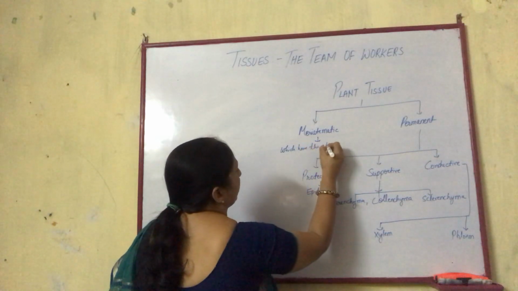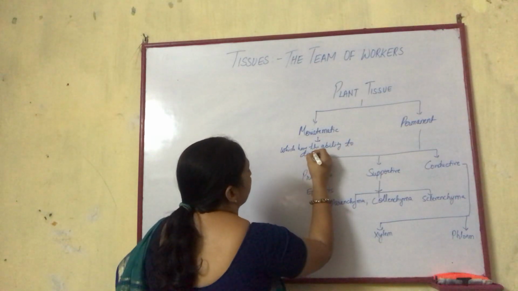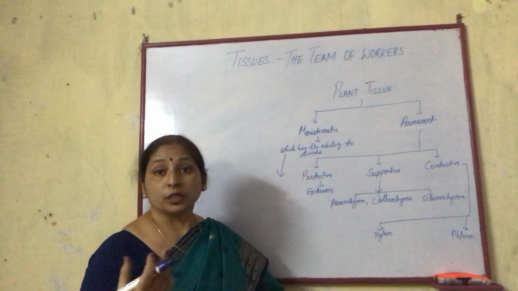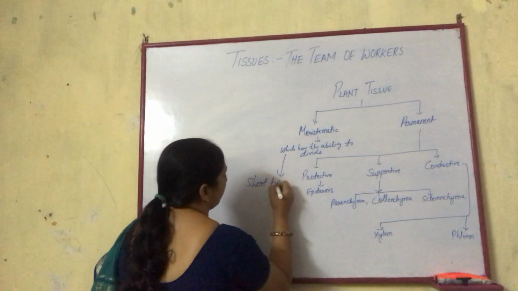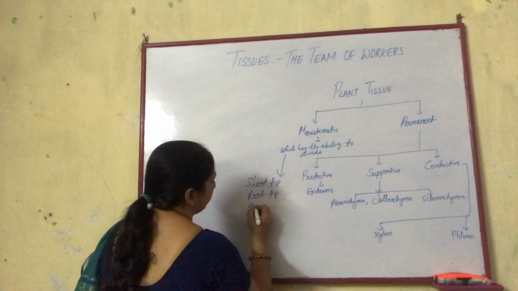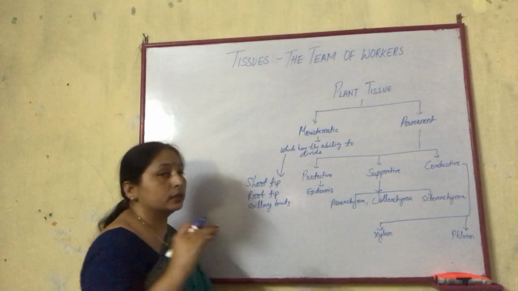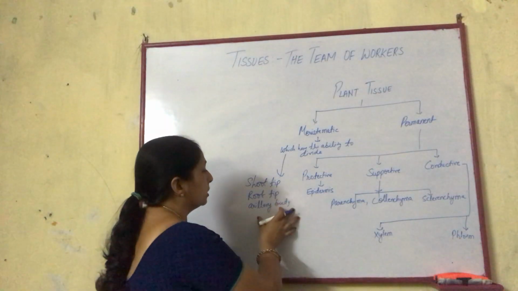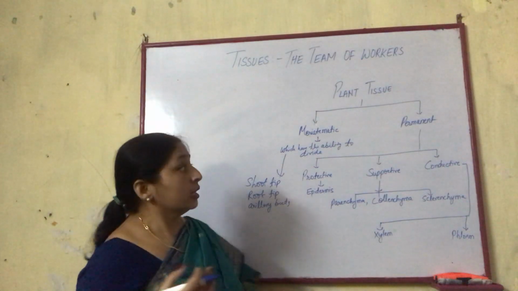to divide. So where are they present? Since they have the ability to divide, they are present in the growing areas. Growing areas means shoot tip, root tip, or the axillary buds. So all these areas where there is an increase in length or girth, the meristematic tissue is responsible for the increase in length and girth.